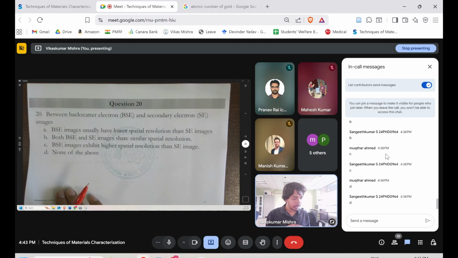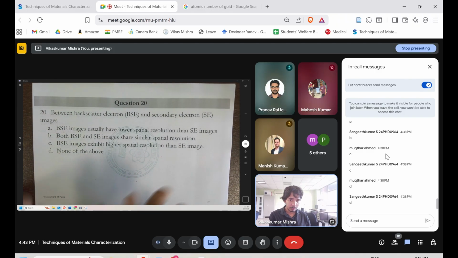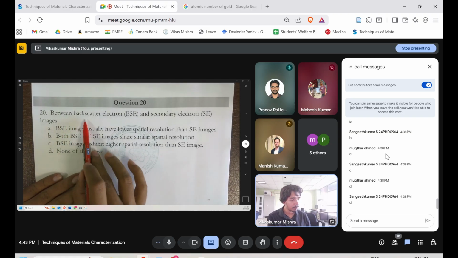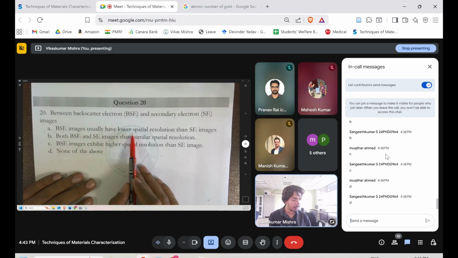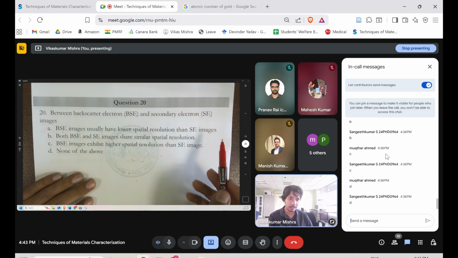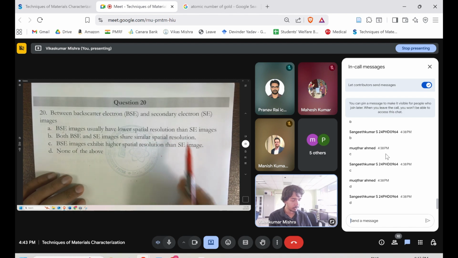Okay, let's solve this last question. With this, we will wind up. Between the backscatter electron and secondary electron image, the BSE image usually has lower spatial resolution than the SE. Both have the same spatial resolution. What is the spatial resolution?